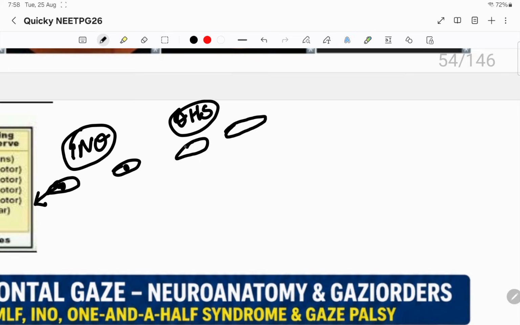Here in INO, the right eye could move to the left, but in 1.5 syndrome, the right eye wouldn't be able to move to the left. The affected eye is the left eye, but it still wouldn't be able to move to the left or right. So the unaffected side also wouldn't be able to move to the left side. This is the difference between 1.5 syndrome and INO.